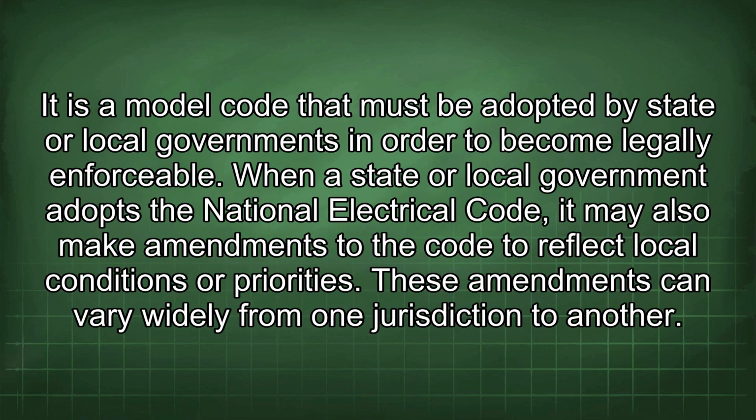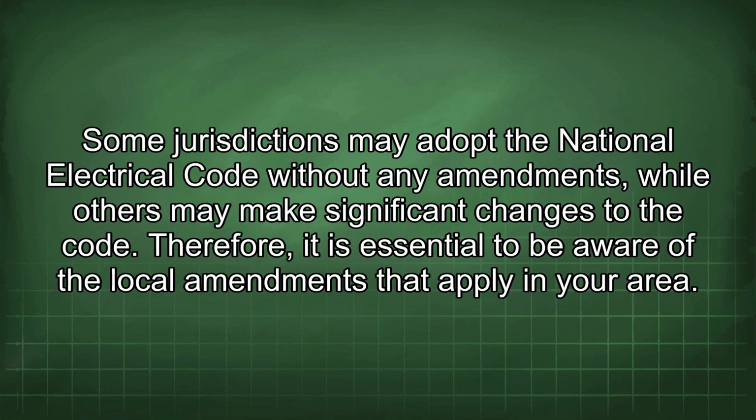It is a model code that must be adopted by state or local governments in order to become legally enforceable. When a state or local government adopts the National Electrical Code, it may also make amendments to the code to reflect local conditions or priorities. These amendments can vary widely from one jurisdiction to another. Some jurisdictions may adopt the National Electrical Code without any amendments, while others may make significant changes to the code. Therefore, it is essential to be aware of the local amendments that apply in your area.